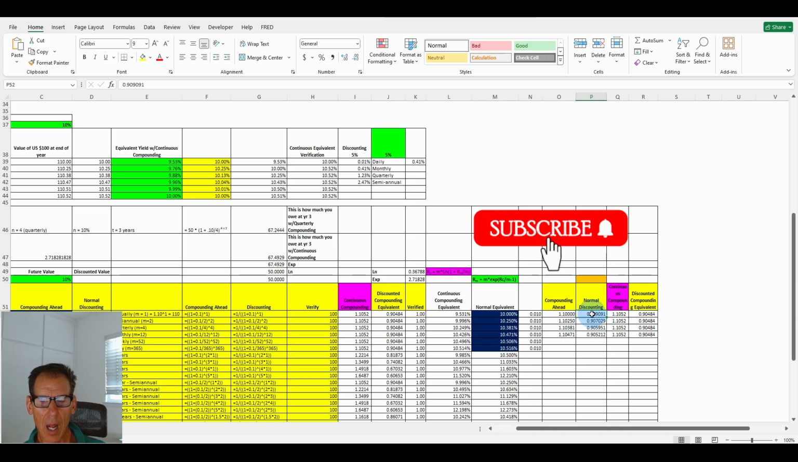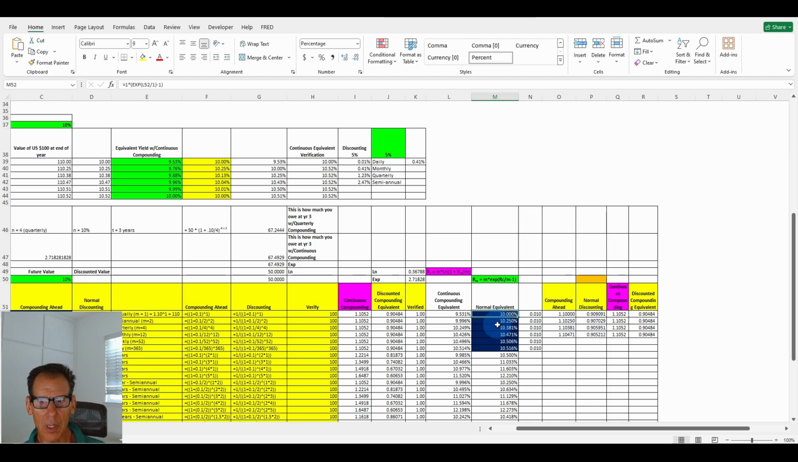And then you're going to find the normal discounting. You're going to discount this back. I just put the numbers in here. Go ahead and calculate it if you want. I'm just going to use this formula. And then continuous compounding, 1052, which is this number here. It is constant. And you're going to ask yourself, why? What are we looking at? EXP 10 to the 12th, EXP 1 quarter. Why is this continuous compounding the same? And then why is discounting compound equivalent the same?